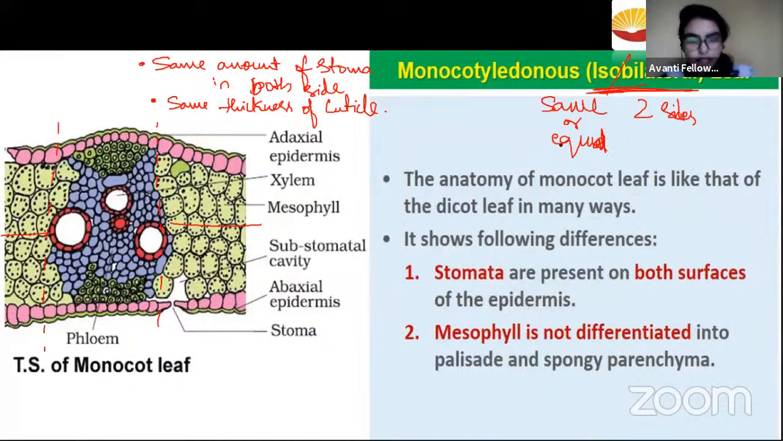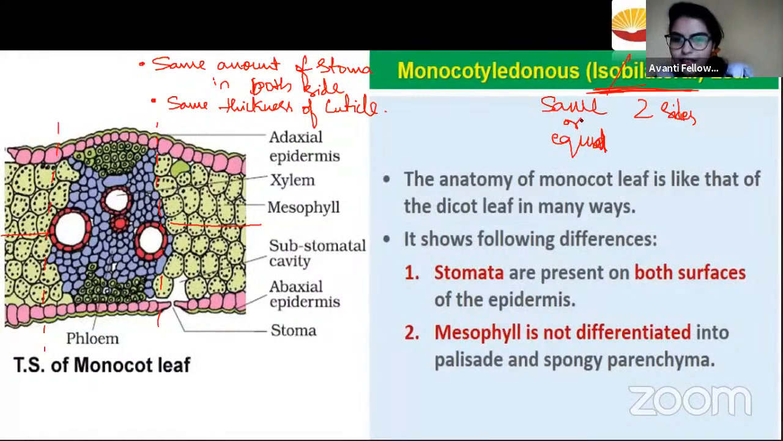Did you understand why this dorsoventral and isobilateral leaf को हम कहते हैं dicot monocot? Did you understand, guys? At least say yes or no. If you understood, say yes. If you didn't understand, say no. Yes? Many inactive people are here. I have got only one yes from Kirtana.